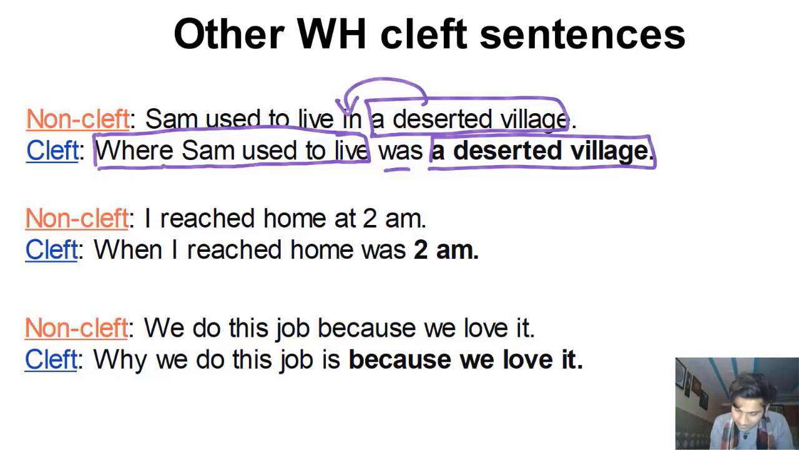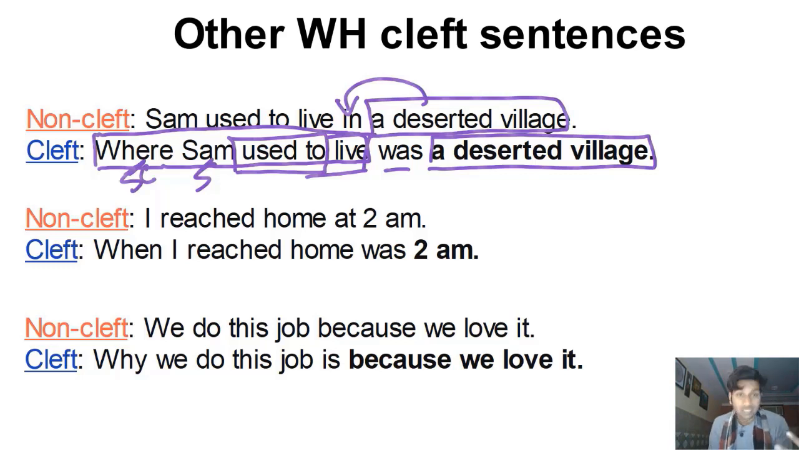So again, noun clause where, subordinating conjunction, Sam subject, right? Used to is sort of a modal verb. Used to live, right? Let's call it a verb phrase. Sam used to live was a deserted village.